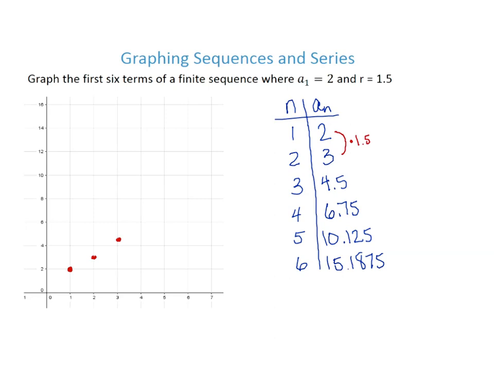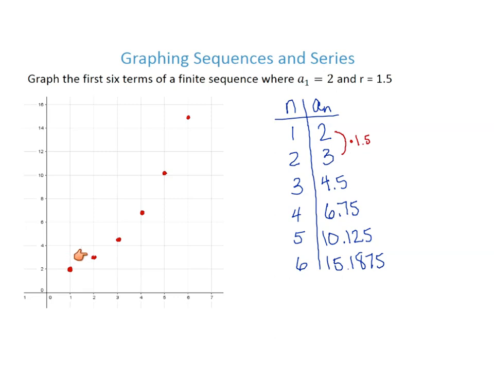Then 4, almost 7, 6 3/4. So almost to 7. And then 5, and I'm going up to a little over 10. And then 6, and I'm going up to just a little over 15.